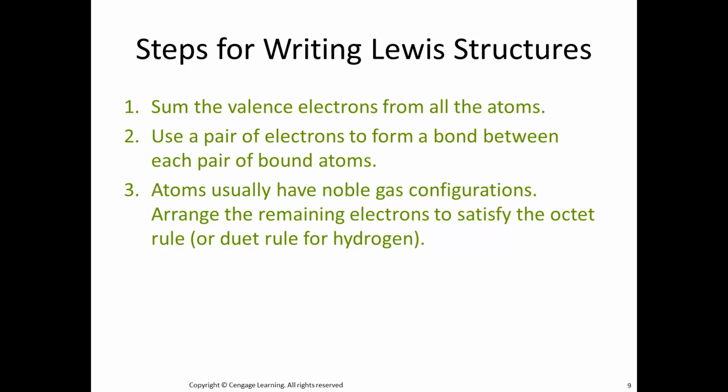Next, we use a pair of electrons to form a bond between each pair of bound atoms, and we subtract however many electrons we need to form at least a single bond between atoms.